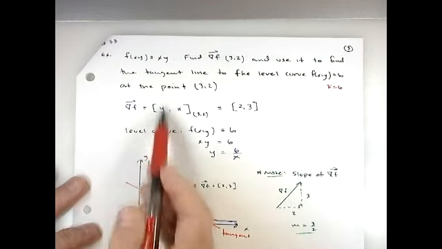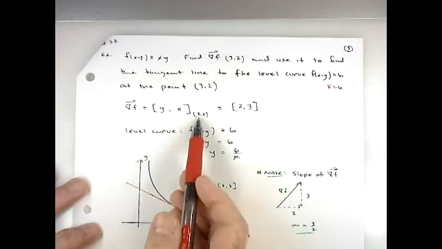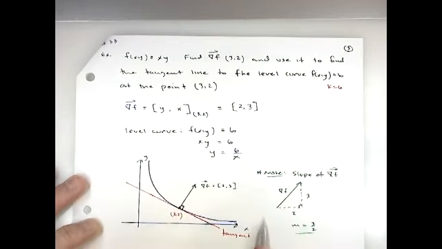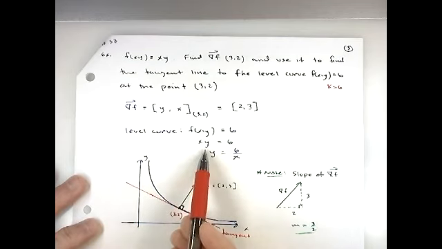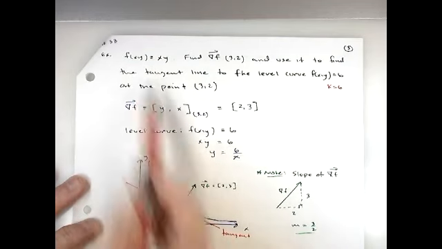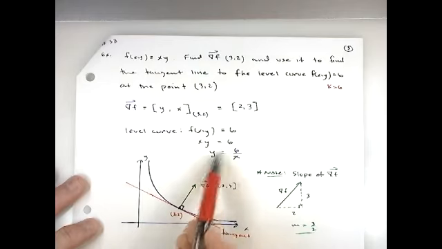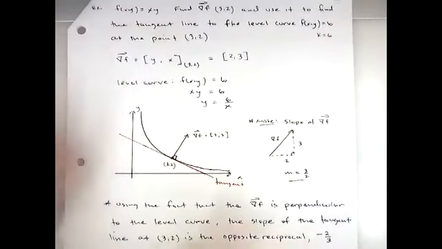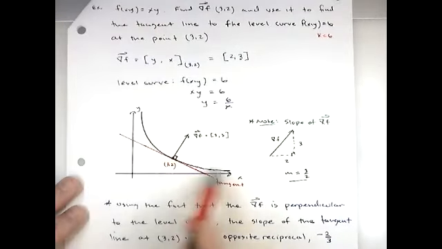f sub x is y and f sub y is x. Evaluated at 3, 2 gives me the vector 2, 3. Now the level curve f of x y equals 6, I would set this equal to 6. And it's easier to recognize if you solve it for y, you get y equals 6 over x. You may recognize that looks kind of like 1 over x. There's another part to it, but in the first quadrant, it would just look like this. There's a vertical asymptote and a horizontal asymptote.